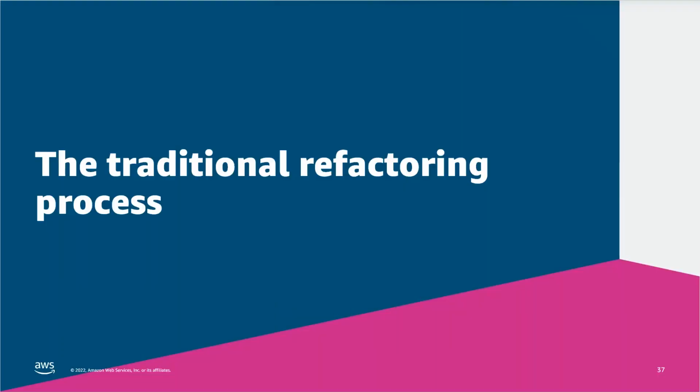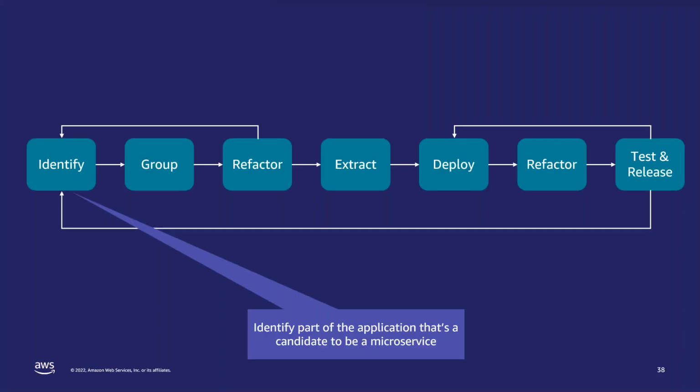So let's talk about that traditional refactoring process in more detail. How would we have gone about extracting that single microservice? Well, the process goes a bit like this. First, we identify some functionality that's a candidate to become a microservice. This often starts off by the team taking a low-hanging fruit approach. For example, logging code tends to be common. It can give you that initial bang for your buck to reward your efforts.